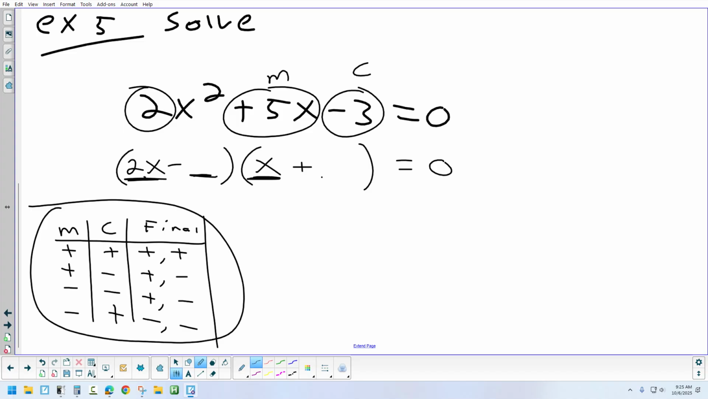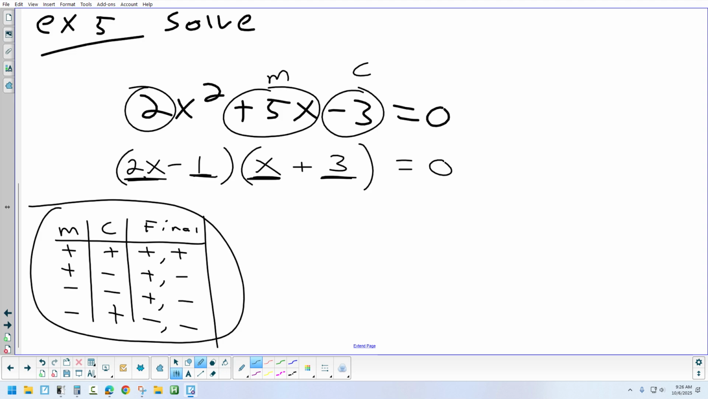Now, here and here, we need 2 numbers that are going to multiply to give us 3. Nice thing about 3, it's also prime. So there's only one way to get 3 as a product without decimals. What are the only 2 numbers that are not decimals that multiply to give you 3? 1 and 3. And I'm going to try them in that order.